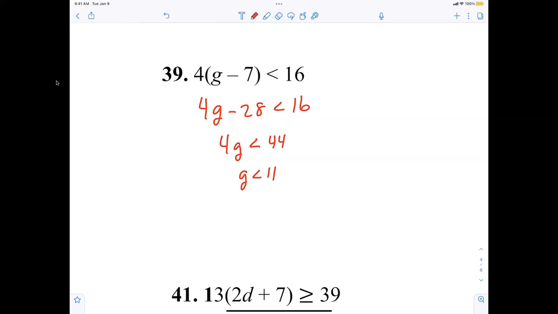Go, Mikey. So then on the number line, you would put an open circle on 11 going to the left. Okay. I'm pretty happy with that. Yes, sir. Wouldn't we switch the sign? No, we don't switch because we didn't divide by a negative.